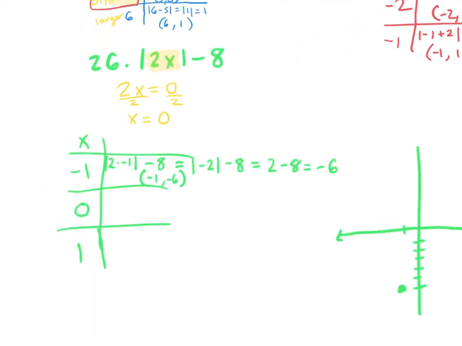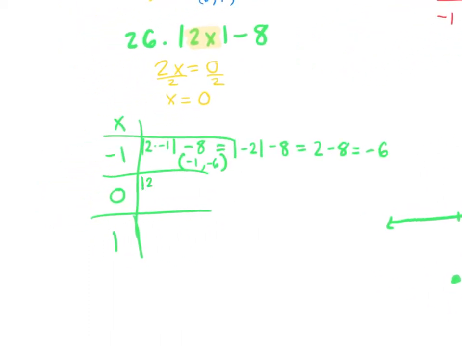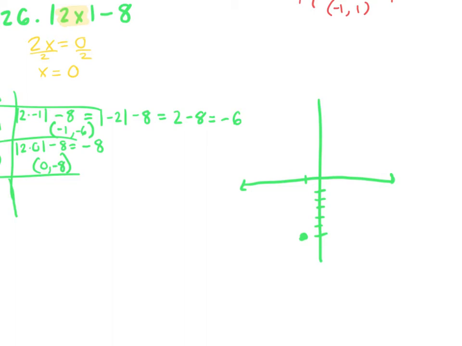Now we plug in 0. So we have the absolute value of 2 times 0 minus 8. What's 2 times 0? 0. And then 0 minus 8? Negative 8. So what's our point here? 0, negative 8. So we stay at 0 and go down to negative 8.